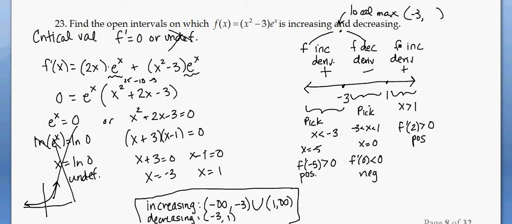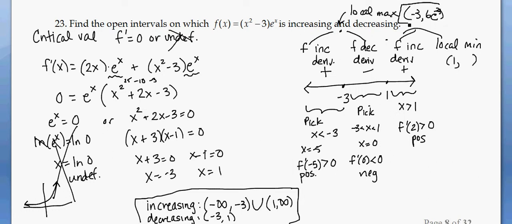And then I'm going from decreasing to increasing. So at this point down here, I'm hitting a local minimum at 1 comma something. Now to get the something, I need to plug that back into my original function. If I put -3 back in, I get 9 minus 3 is 6, and then 6e to the -3. I'm going to leave that as 6e to the -3 because that's exact form. Sorry, that's hard to read. That says 6e to the -3. So there's my local max.